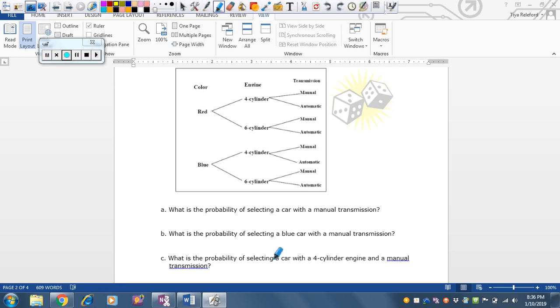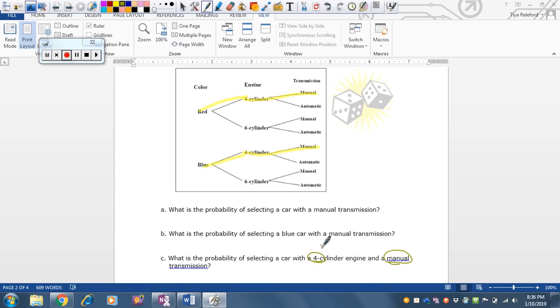What is the probability of selecting a car with a 4-cylinder engine and a manual transmission? So we don't care if it's red or blue. We'll take a 4-cylinder with a manual, or a blue 4-cylinder with a manual, right? So this one just happens to be blue and this one happens to be red, but they both fit what I want. I just want a 4-cylinder with a manual.